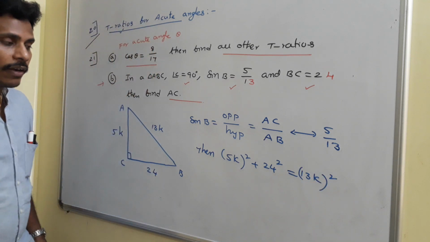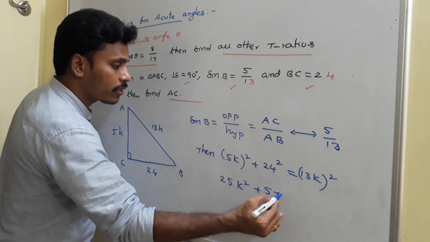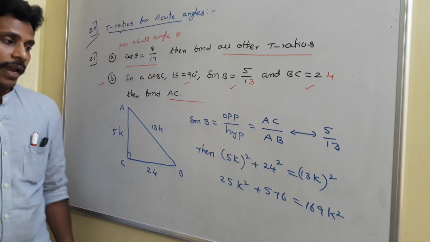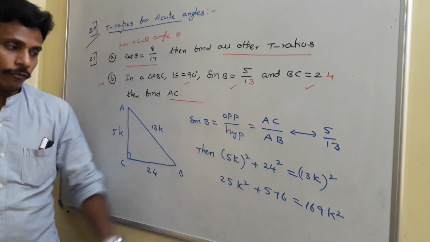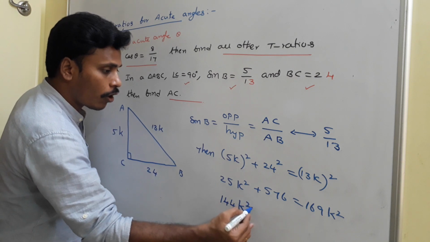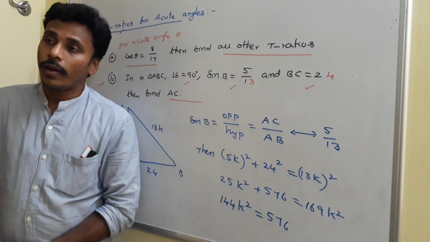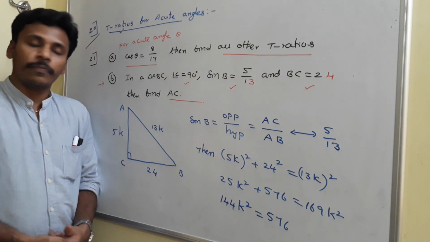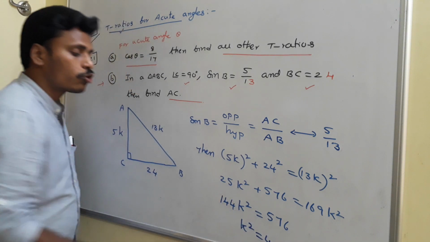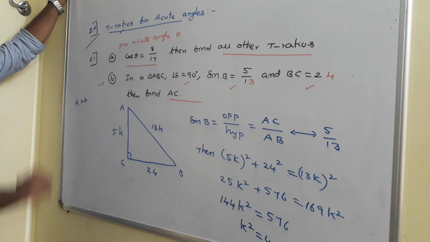We need to simplify it right now. 5K square is how much? 25K square plus 24 square is 576, and this is 169K square. We need to subtract 169 minus 25, which is 144K square. So 144K square is equal to 576. What do you say about K square? For sure 144 times 4 is 576. So K square is equal to 4, and since K square is equal to 4, K value is 2.